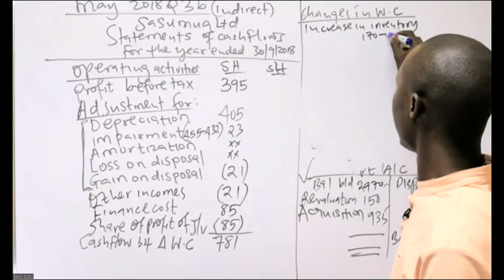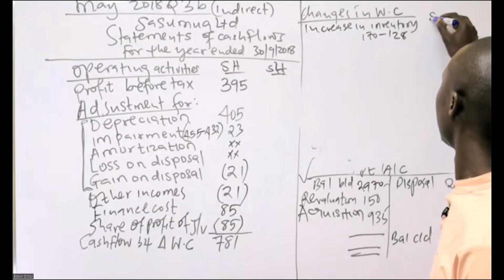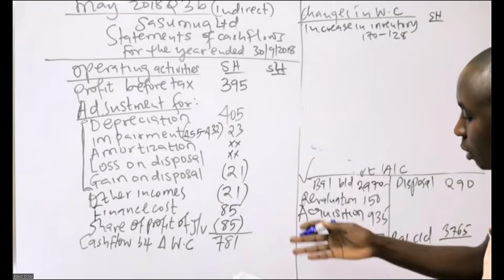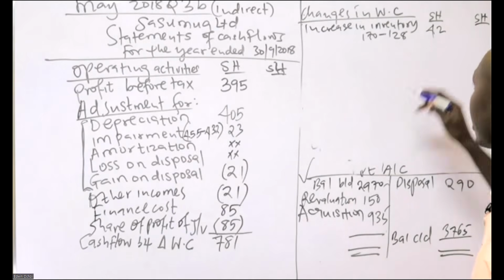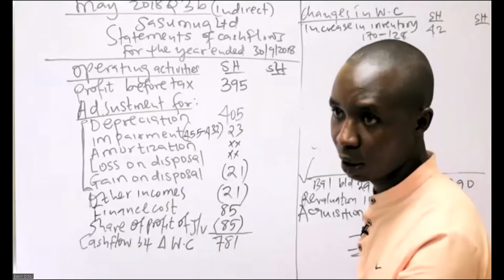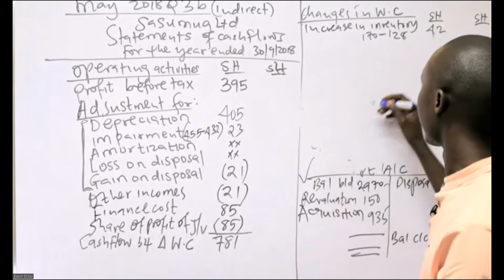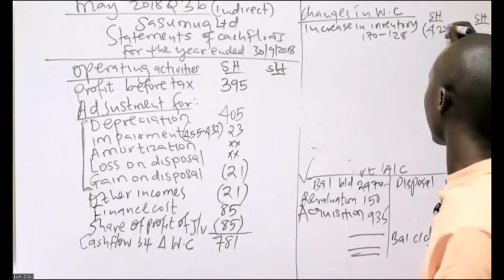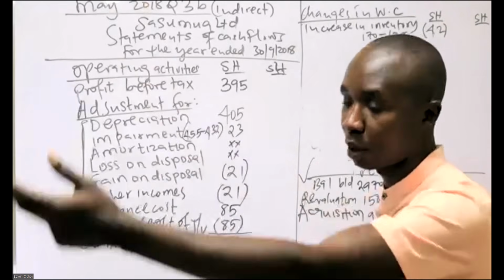So you have taken 170 minus 128. Yeah, so that is from 2017 to 2018, 42. So meaning that when your stock increases, what happens to cash? There's money out. You have bought stock, you have paid money.